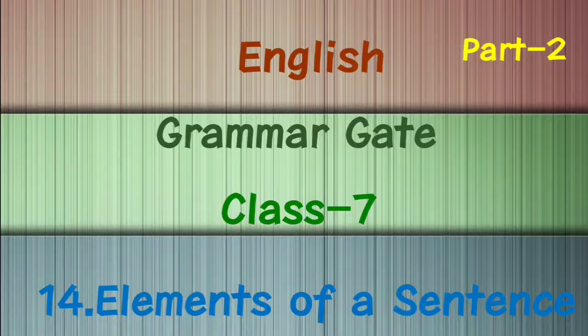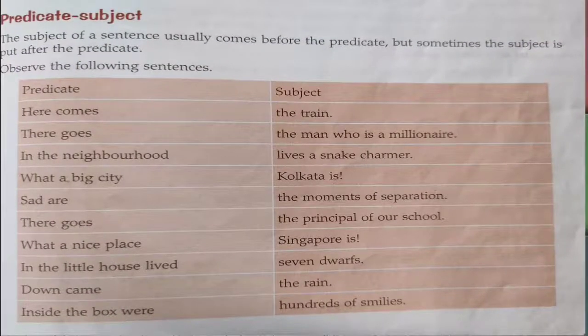So first of all students, open your grammar textbook at page number 123. Now look at here, predicate subject. Earlier we have seen subject predicate. But today we'll see that sometimes predicate can come in a sentence first, then subject will come. The subject of a sentence usually comes before the predicate, but sometimes the subject is put after the predicate. Means sometimes predicate can come first and subject can come afterwards.